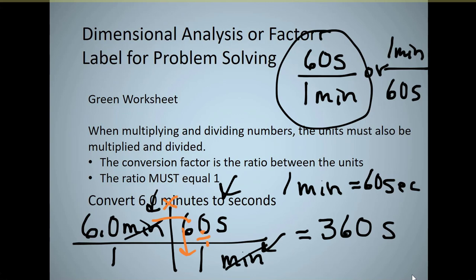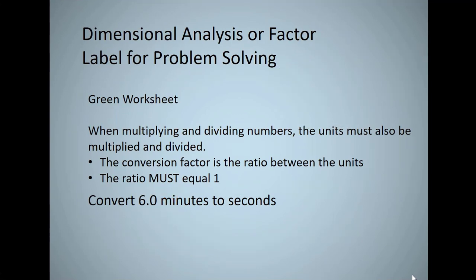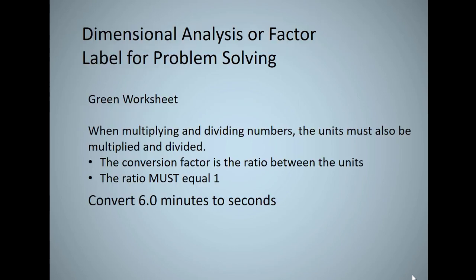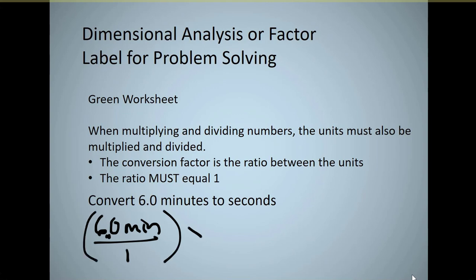I am going to give you a factor label so that you can compare the two. In factor label, I feel like you write more, because there are so many parentheses. So let me give you an example of that. Again, starting with our number, 6.0 minutes, and I'm going to put it over 1. And I'm going to multiply it by my conversion factor.